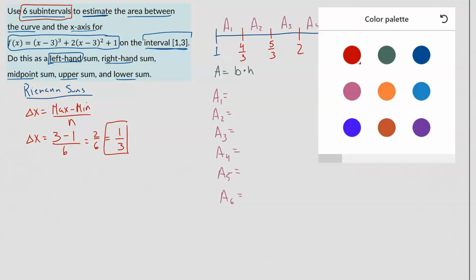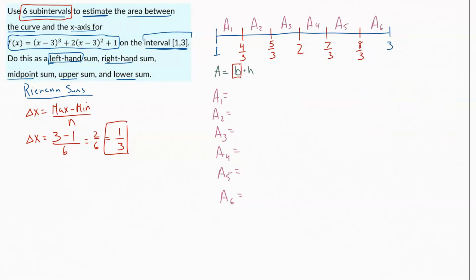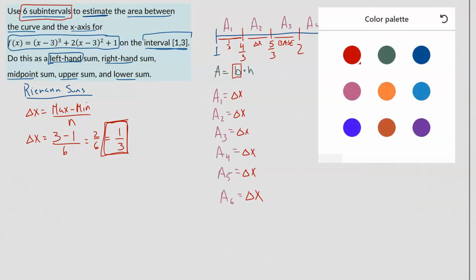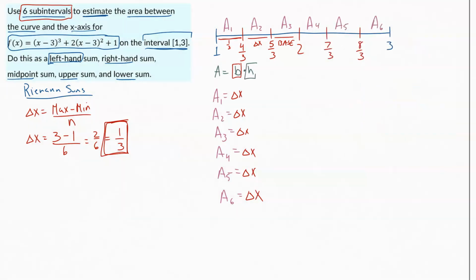The base in these situations is going to be the same because what we're looking at here is a constant 1/3. So 1/3 is going across all of these. That's our delta x, that's our base. So the base on all of these is delta x, delta x, delta x, delta x, delta x, delta x. The height for each of these, the height comes from the y value. It's the function value at that specific point.